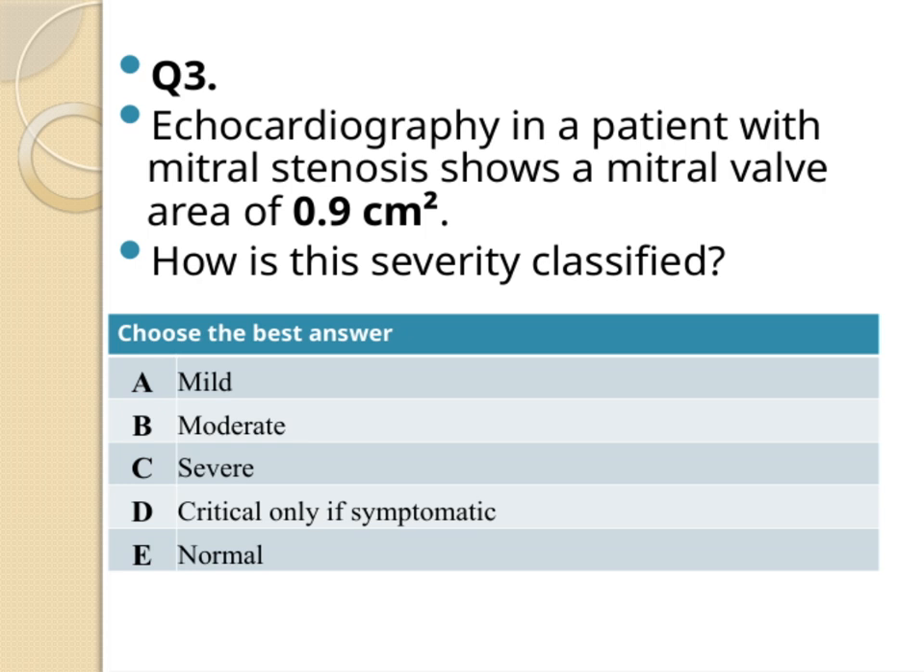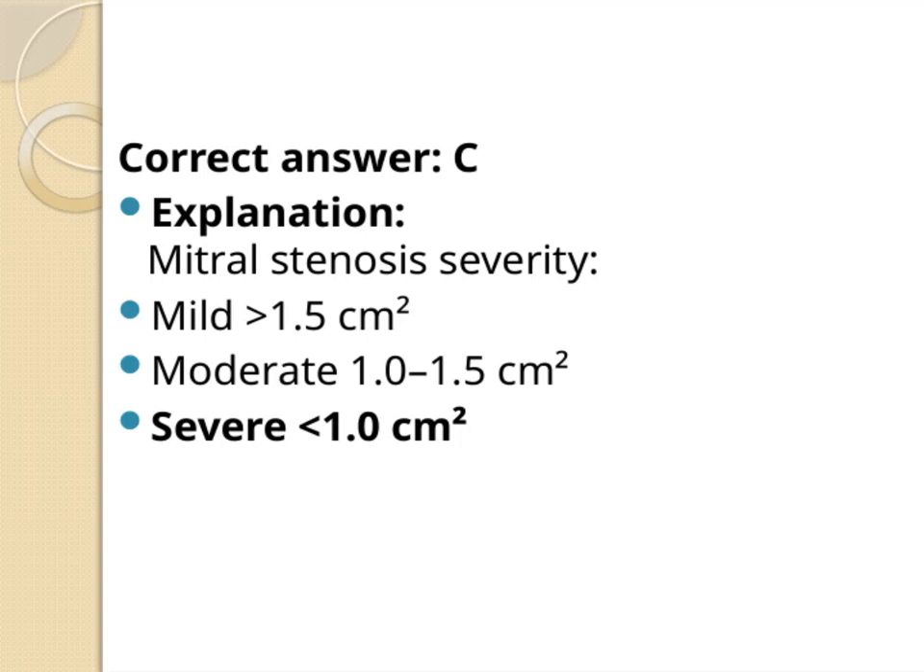A valve area greater than 1.5 cm2 is generally considered mild, while anything less than 1 cm2 tends to be severe. So, with a valve area of 0.9 cm2, we're looking at a severe level of mitral stenosis. It's important to connect this to our overall understanding that as the valve area decreases, the obstruction to blood flow increases, leading to more significant symptoms and potential complications. In this case, the correct classification would be severe, which highlights the importance of accurate measurement in guiding management decisions. The correct answer here is C.